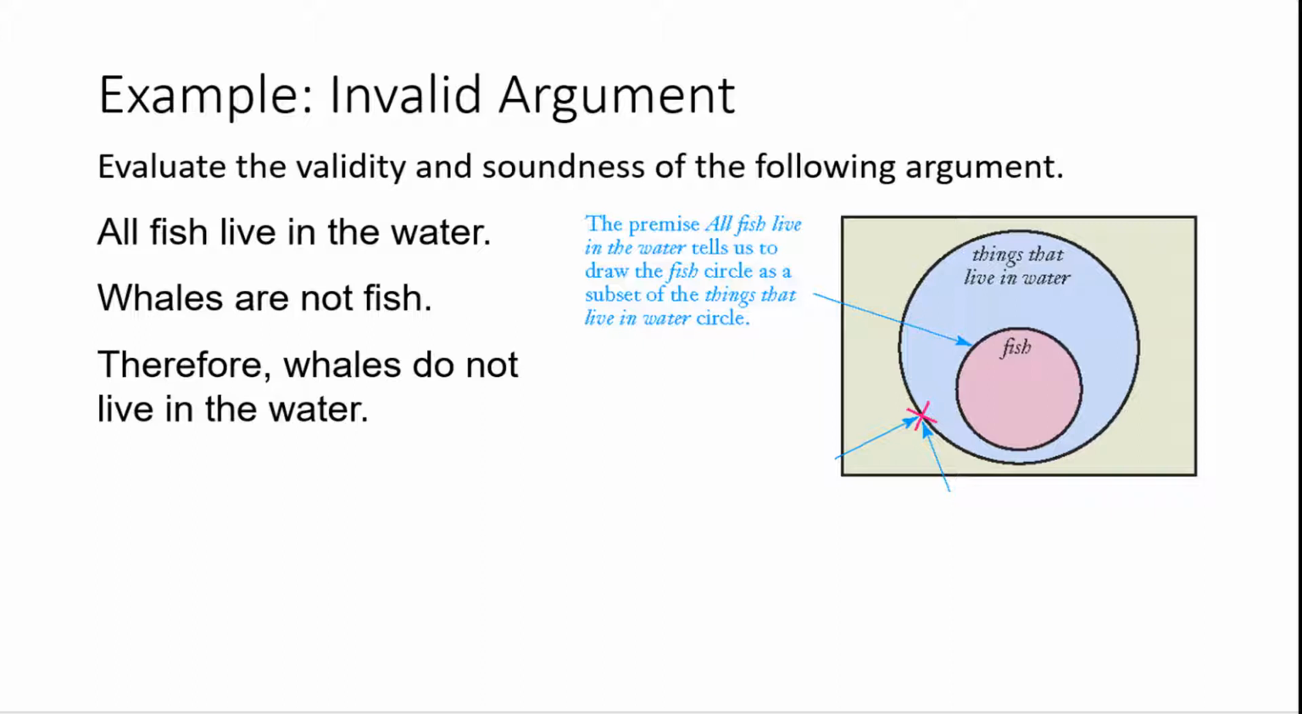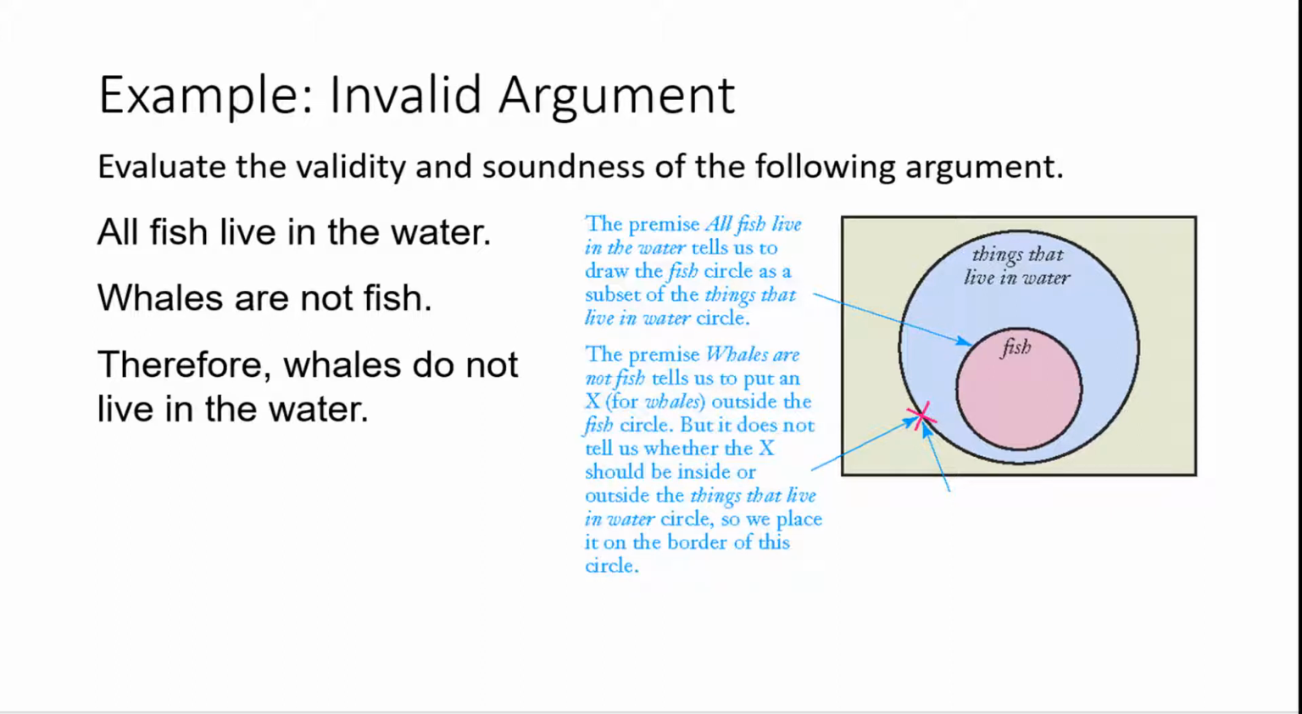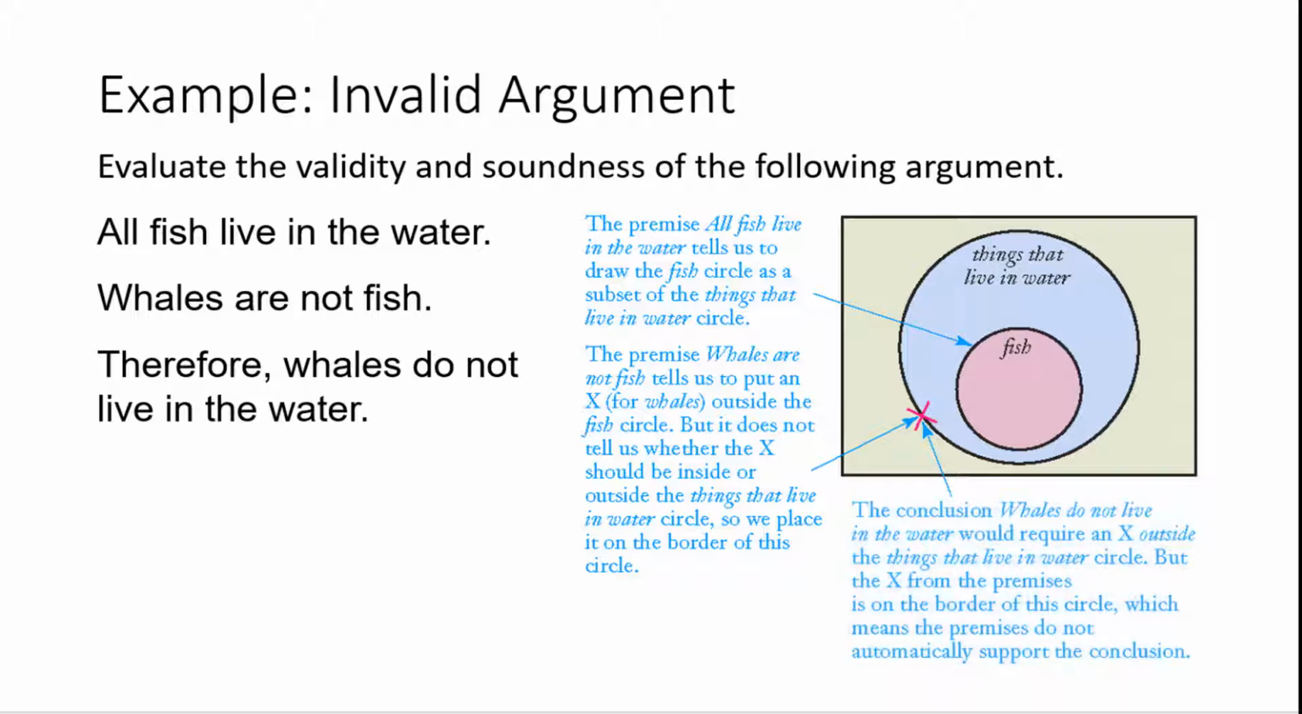Let's observe that where we draw the magenta X, the premise whales are not fish tells us to put an X for whales outside the fish circle, but it does not tell us whether X should be inside or outside the things that live in the water circle. So we place it on the border of this circle. The conclusion whales do not live in water would require an X outside of the things that live in the water circle, but the X from the premises is on the border of the circle, which means the premises do not automatically support this conclusion.